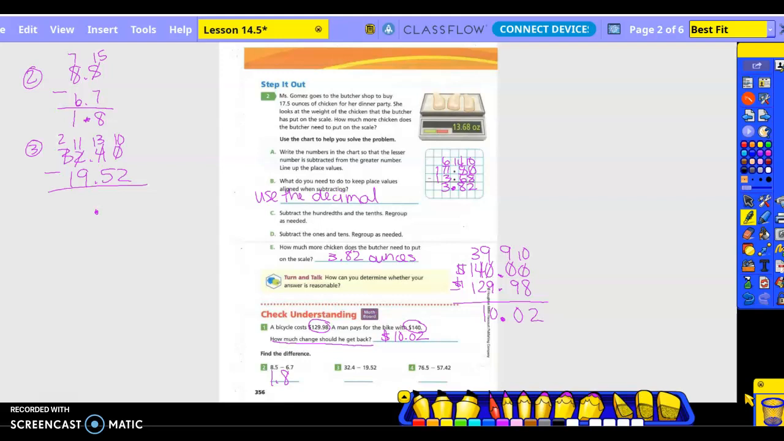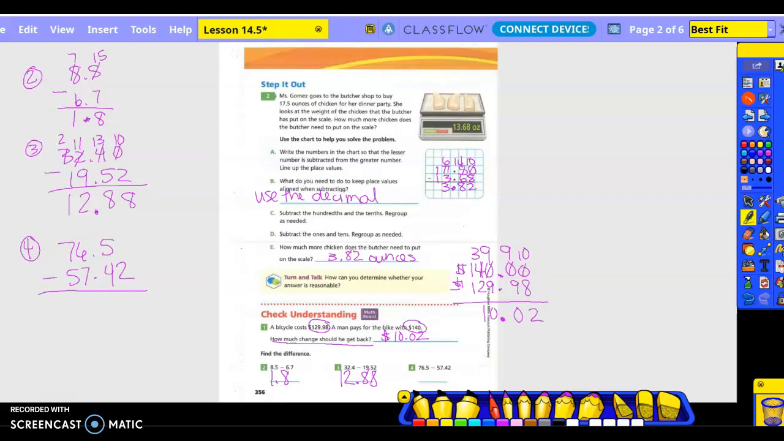Now, could we also just do it one at a time? Yeah, so that's up to you. Either do it one at a time or regroup your whole way through and then come back. Okay? 10 minus 2 is 8. 13 minus 5 is 8. 11 minus 9 is 2. 2 minus 1 is 1. So our answer is 12 and 88 hundredths. All right, so number 4, we have 76 and 5 tenths minus 57 and 42 hundredths. What do I do first?